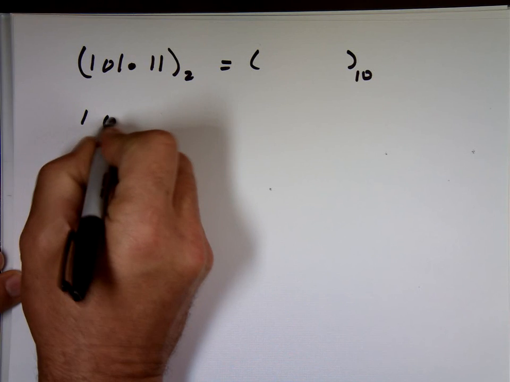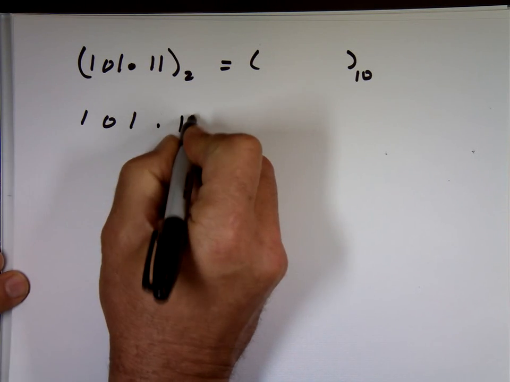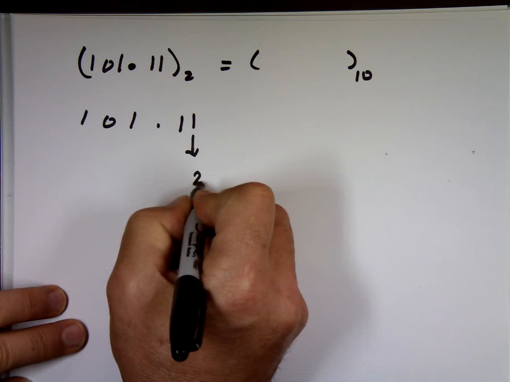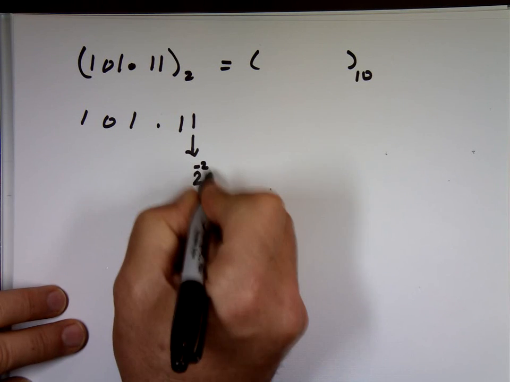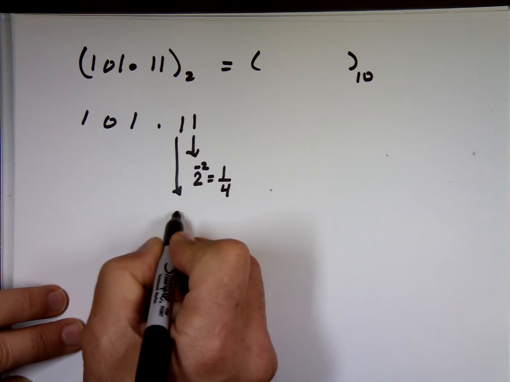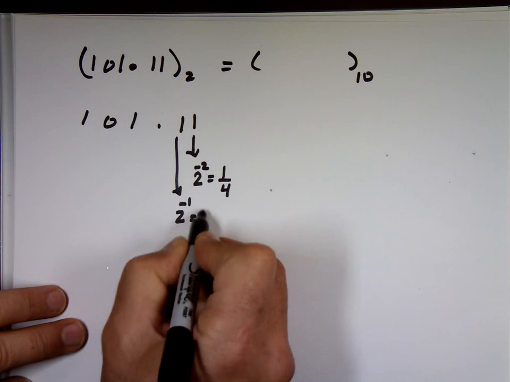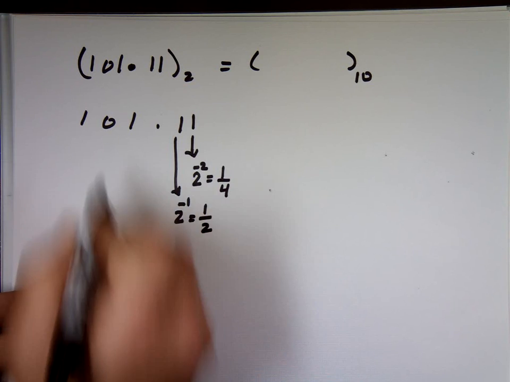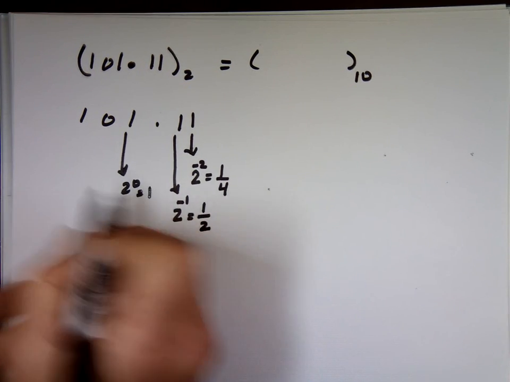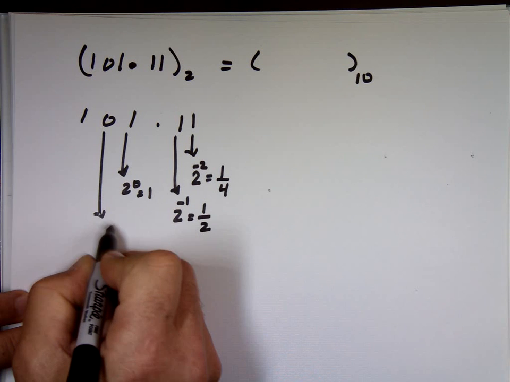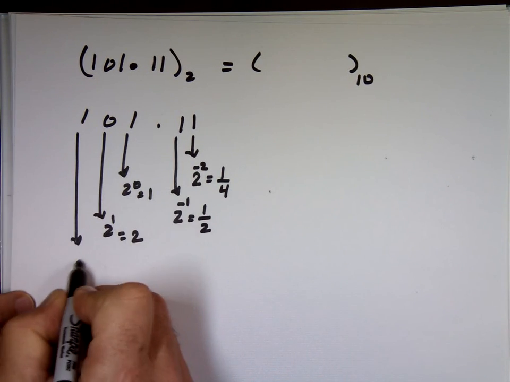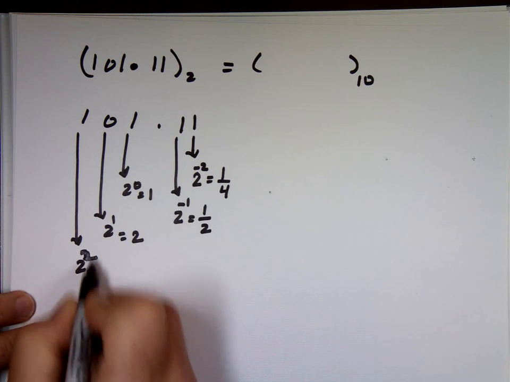101.11. Again, the weight of this. This is 2 to what power? Negative 2, which is a 4th. This one, 2 to the -1, a half. 2 to the 0, 1. 2 to the 1, 2. 2 to the second, there's my mistake, that's a 4.